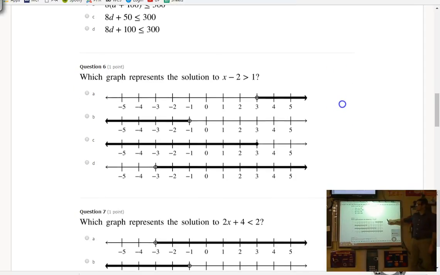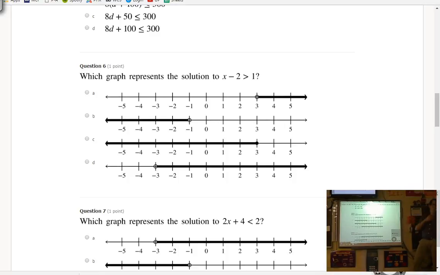On number 6 here, what would we do, Lily, I'm going to put you on the spot, to get x by itself? We would add the 2 to both sides, and we would get x is greater than 3. So then to graph it, 3 is my reference point. Would I shade in the 3? No. And then we have to be greater than, so this would be A.